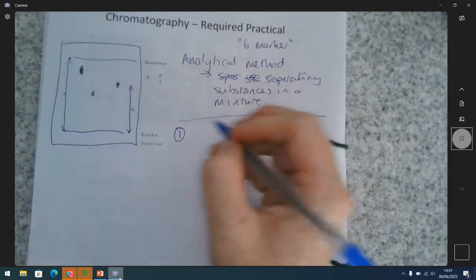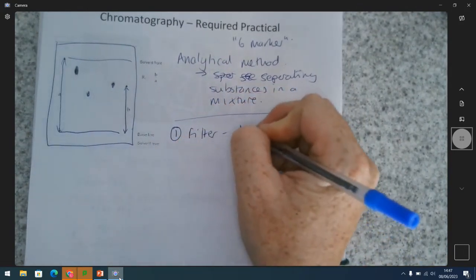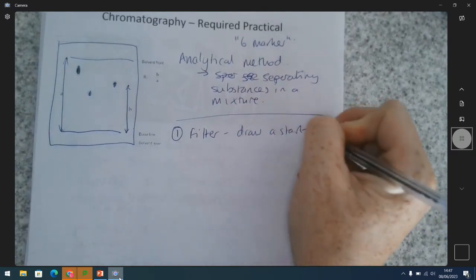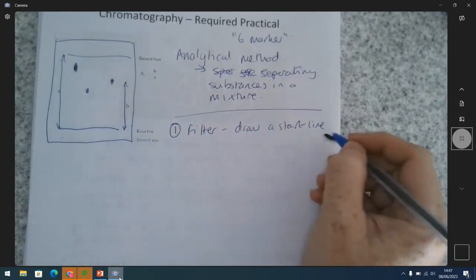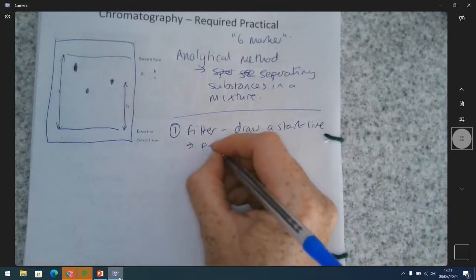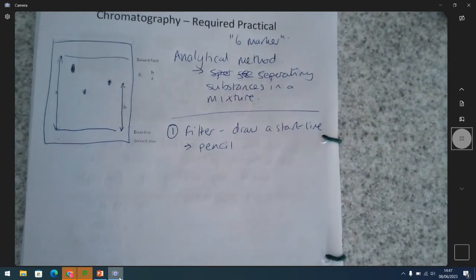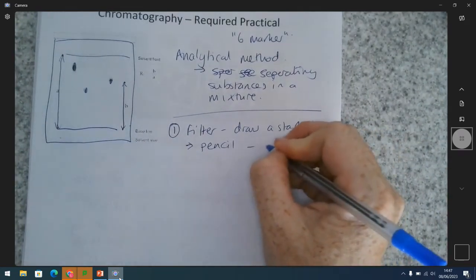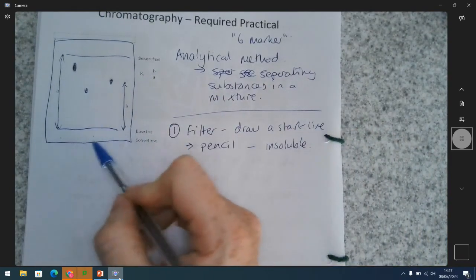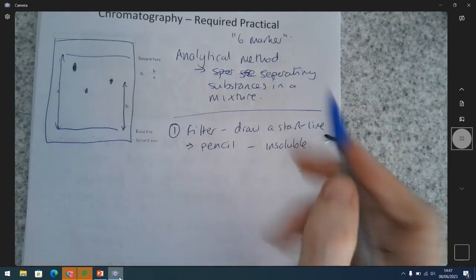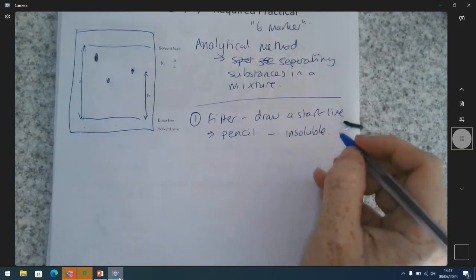So the first thing we want to do is get our filter paper and draw a start line, slightly above the bottom of the filter paper. You draw your start line, and it has to be drawn in pencil. That is often a question you're asked: why is it drawn in pencil? Well, that's because pencil is insoluble. In other words, it's not going to dissolve into the solvent and move up through the filter paper. It's going to stay where it is. And that's the first thing you're going to point out to the examiner.